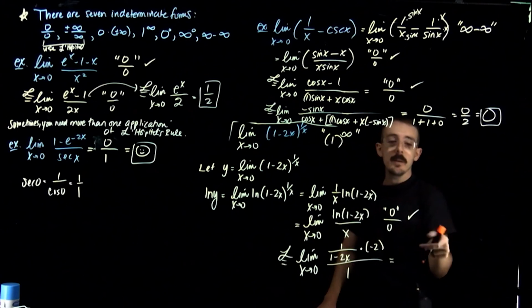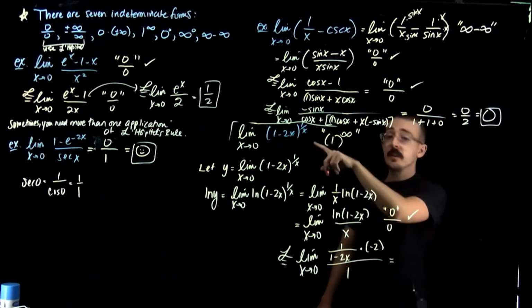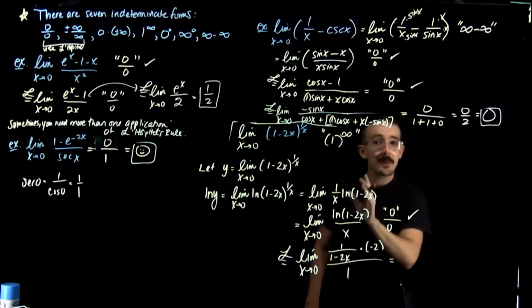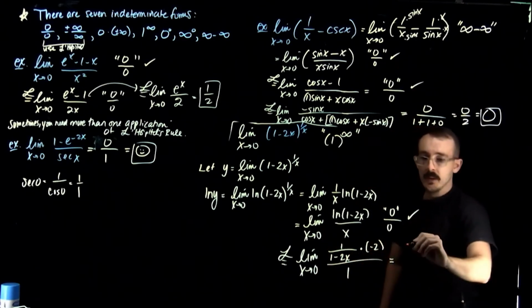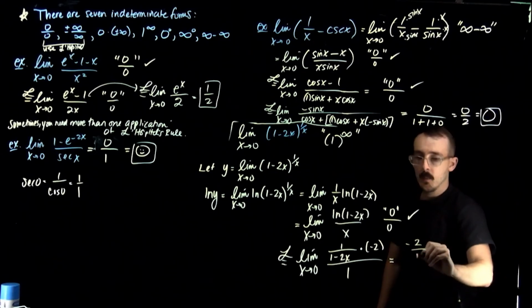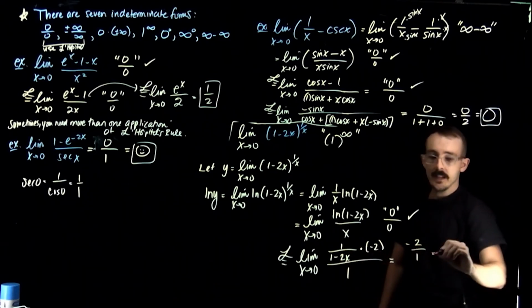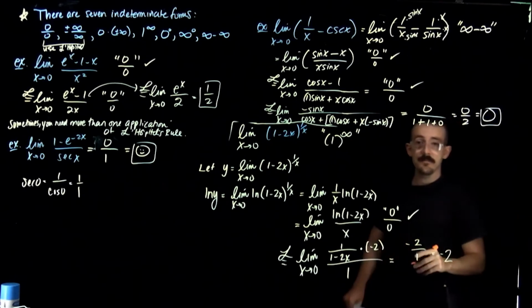I hope at this stage we can plug in 0 now, and we don't get another indeterminate form. If we do, and it's 0 over 0 or infinity over infinity, we would just do another L'Hopital's rule. But I think we're good here, because if you plug in 0 for x, there's only one spot to do it. You get negative 2 over 1. This would be 1 down here. So the answer to this is negative 2.